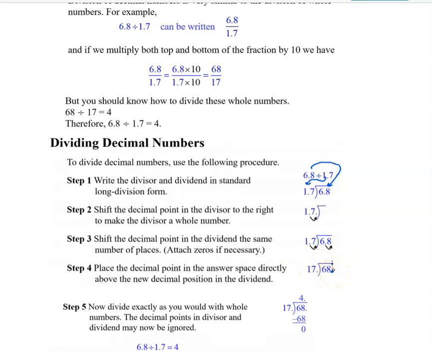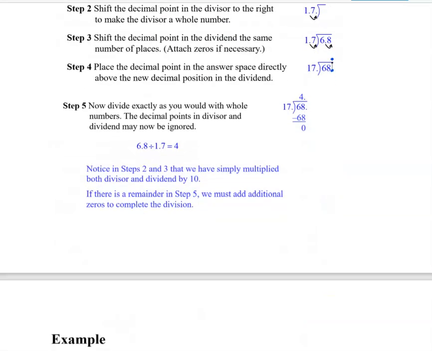Now they permanently move their decimal place to here. So they ask themselves, will 17 go into 68? Yes, it will, 4 times. 4 times 17 is 68, and then they got a remainder of 0, and their decimal was after this, so the answer is 4.